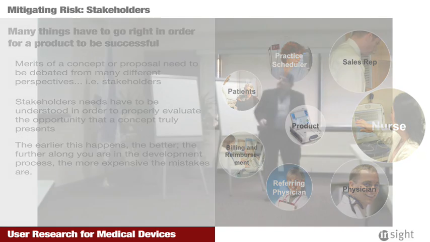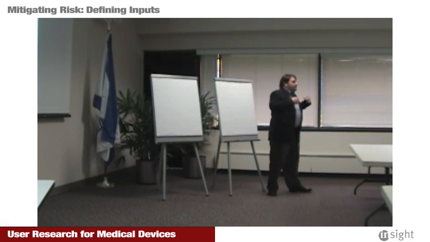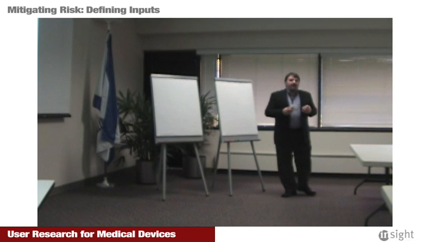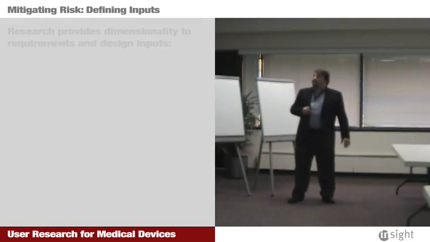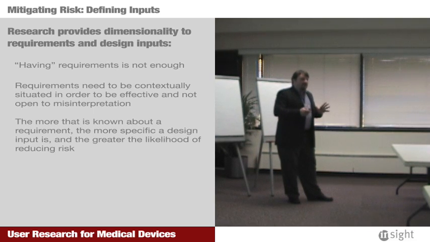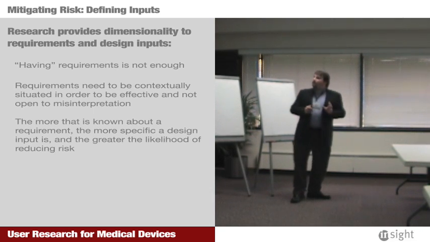Another aspect of mitigating risk that we want to talk to is by understanding that user research up front can go a long way towards providing greater fidelity around design requirements. And this is critical, because design requirements are great, they're necessary, they're useful, we're all used to working with them, but it's not enough just to have them. It's not enough just to create that list. You want to know as much about them as possible.